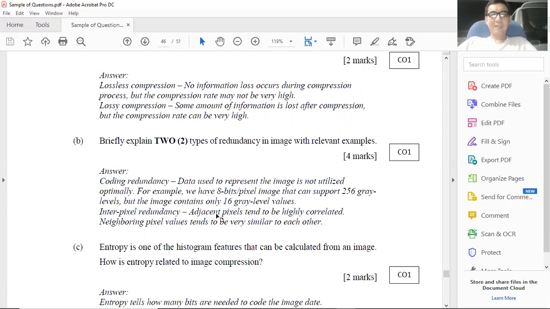Interpixel means the neighboring pixels tend to be highly correlated. So their values tend to be similar to each other. So you don't need to repeat the value. So you can actually code one and then for the rest you can just take their difference, and the difference tends to be small, which you can use fewer bits to code.